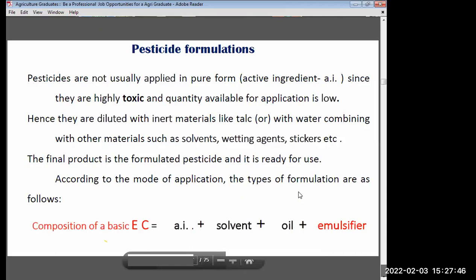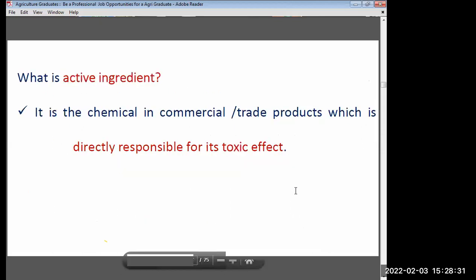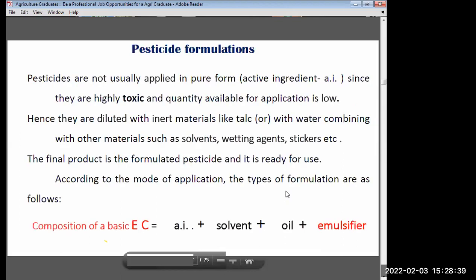Emulsion means, first you see, cow milk is an emulsion. Cow milk is a good example of emulsion. Cow milk has butter. That butter is distributed by an emulsifying agent in the cow milk, and the butter is properly distributed. When you add some lime juice, that emulsifier loses its efficacy and the butter settles down. Likewise, many materials in nature are good examples of emulsion. So Rogar 30EC has the dimethoate toxicant mixed with the solvent and emulsifier.